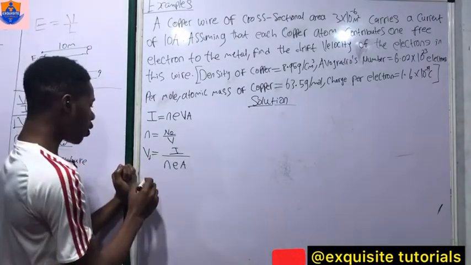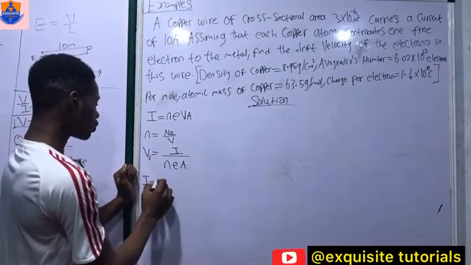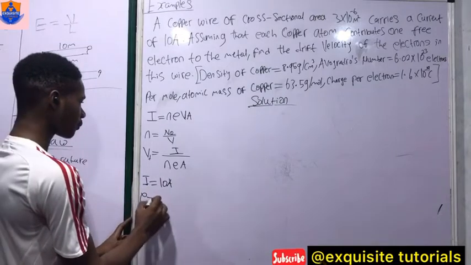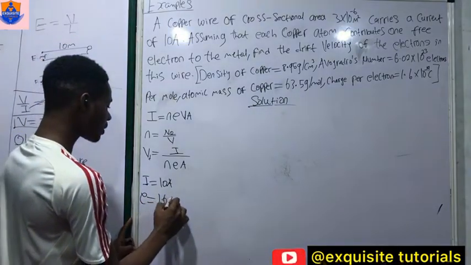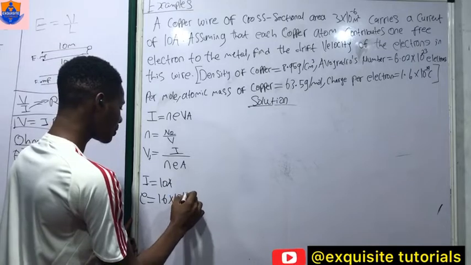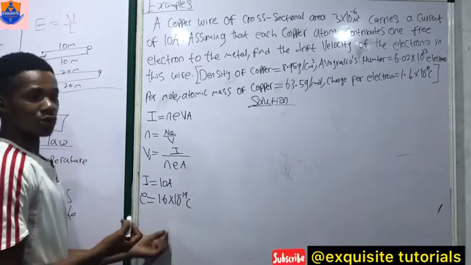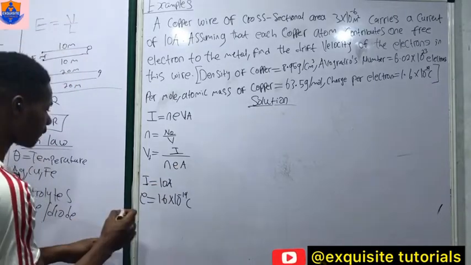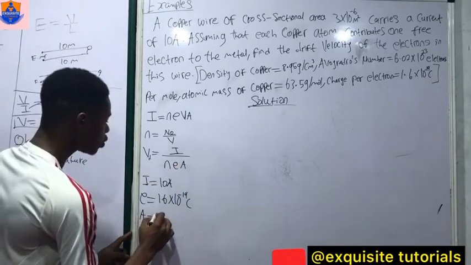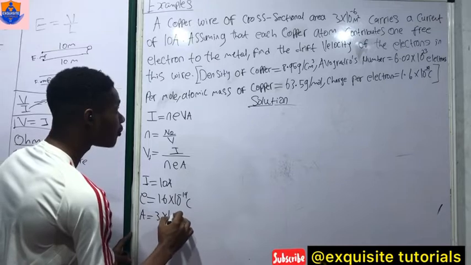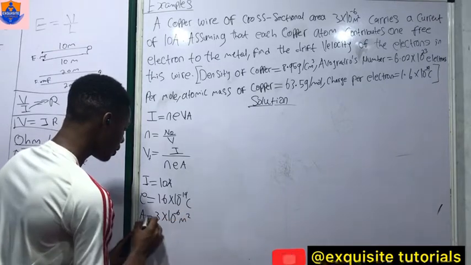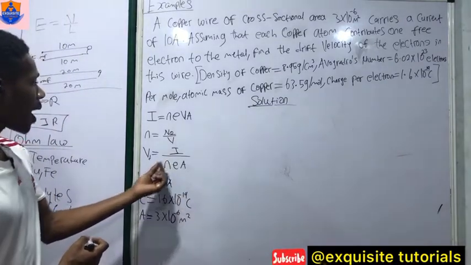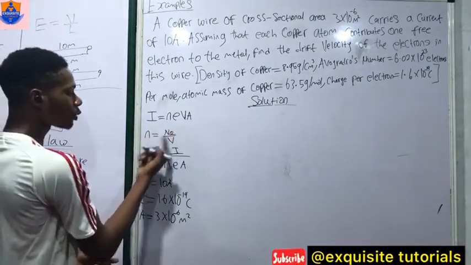Now, we are given the current of 10 amperes and a charge of 1.6 times 10 to the power of minus 19 coulombs, since the charge is that of an electron. Another thing we are given again is the area. Area is equal to 3 times 10 to the power of minus 6 meter squared. And for N, remember N is the number of atoms per unit volume.